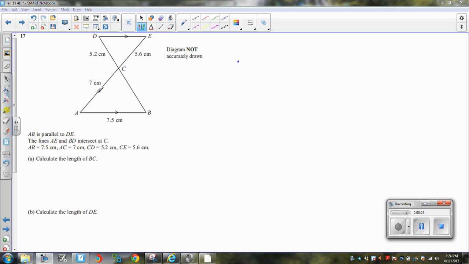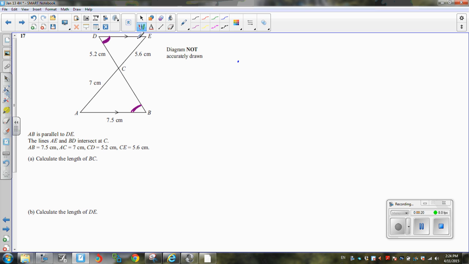Question about similar triangles. These two triangles are similar, but we need to be careful here because the triangles are different ways up. For a start, let's just establish which angles are the same. This angle here, angle B, because here we have alternate angles or a Z shape, is going to be the same as this one here.